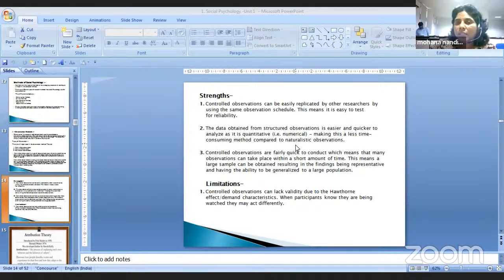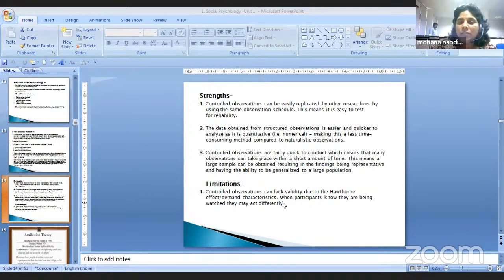Actually, this one is very easy and quick, and most of the time it's a quantitative study. It takes very little time. This is the strength of this. And the limitation is that we can get things only in a controlled setting. Here we are controlling the things, we are taking the notes, we are observing the person.